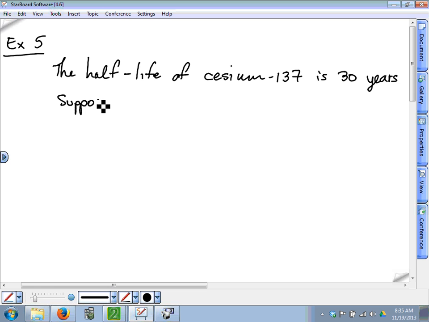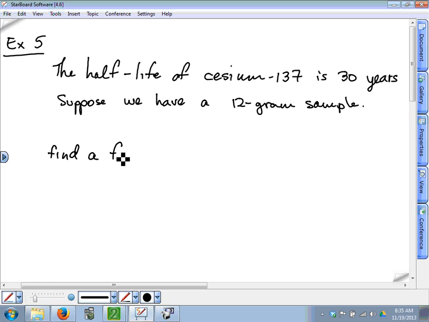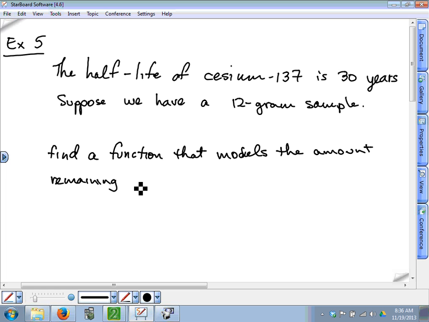Suppose we have a 12-gram sample. Find a function that models the amount remaining at any time t.